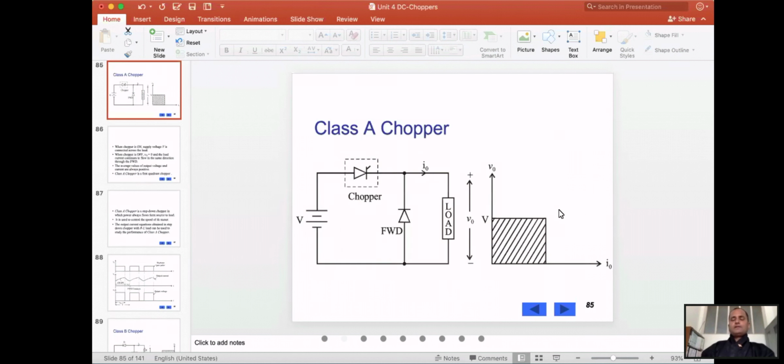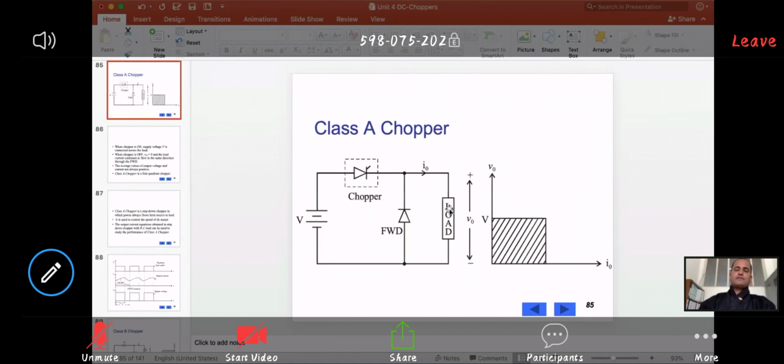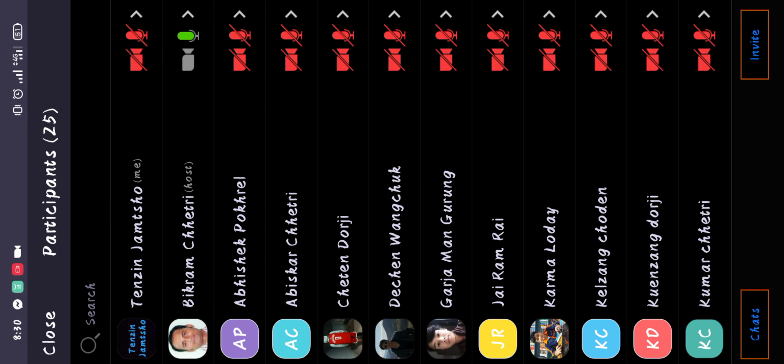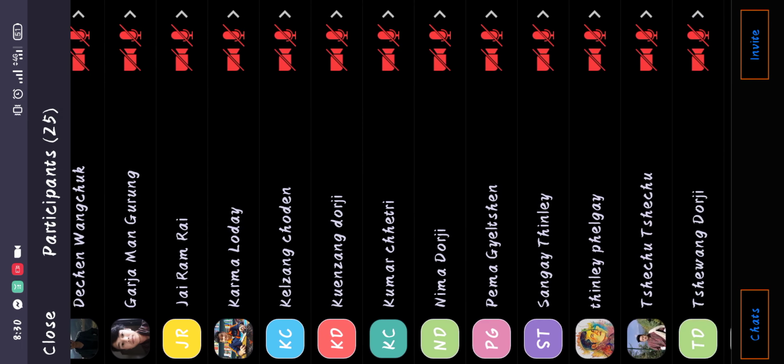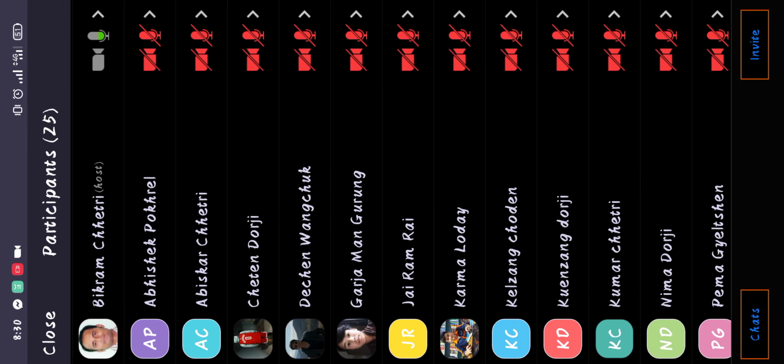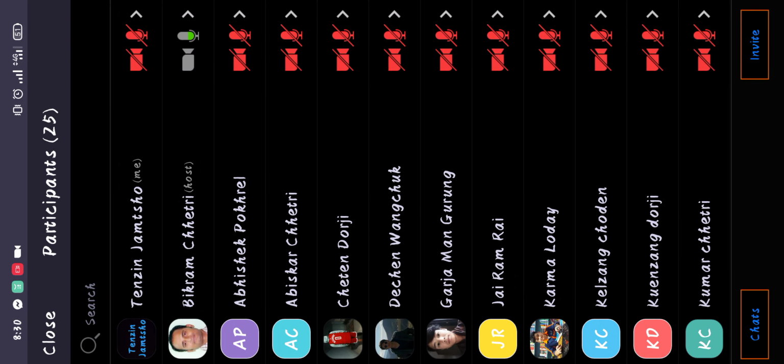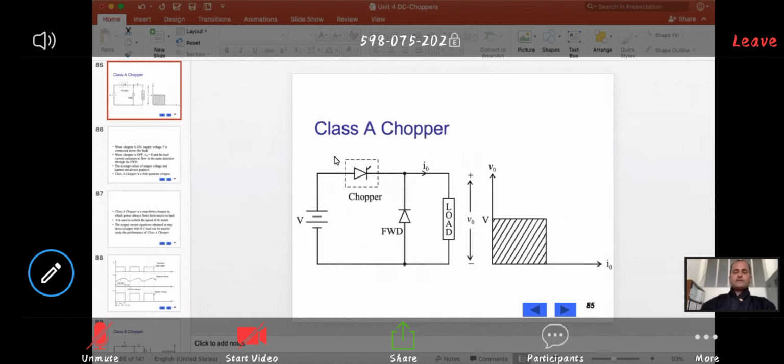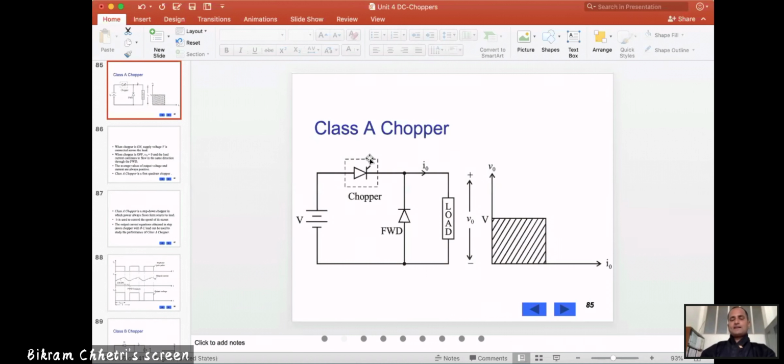In this chopper, it's working on one quadrant, the first quadrant itself. So the output voltage equals V naught. You have a freewheeling diode. You know the function of the freewheeling diode. This is the chopper. It's just a switch, and in this case the SCR is used as the chopper. So you need to know the output voltage V naught.